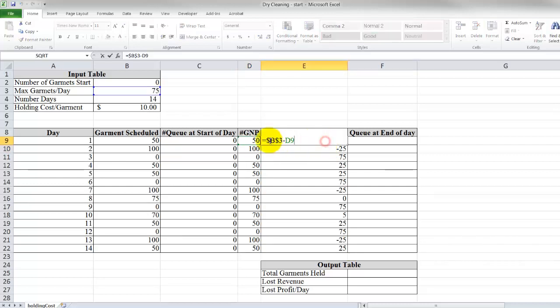So let's use an if. If this difference is above or equal to 0, then we can process what we wanted to process here in D9. If that's not the case, and we have a false condition, we don't have the capacity to process, at which point we'll only be able to process the maximum garments per day. So let's reference B3 in this situation and use our $ sign.